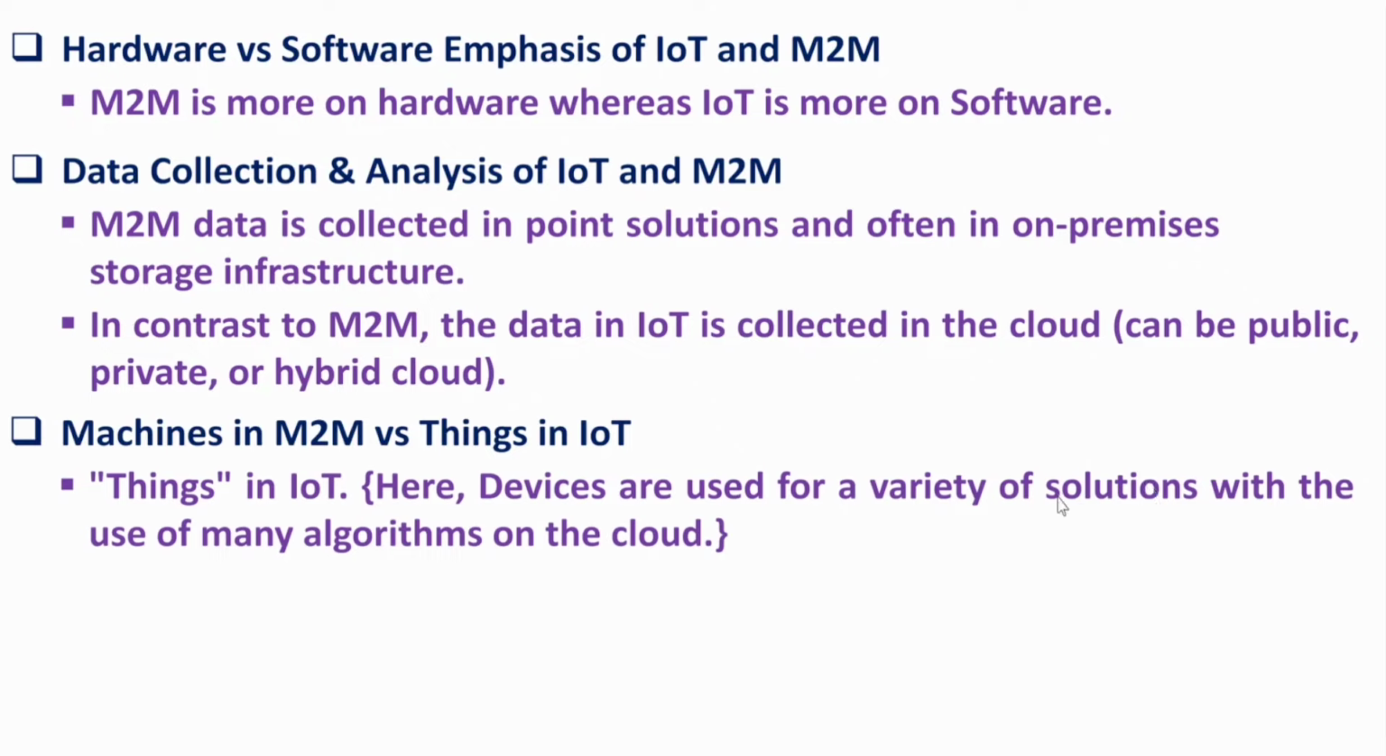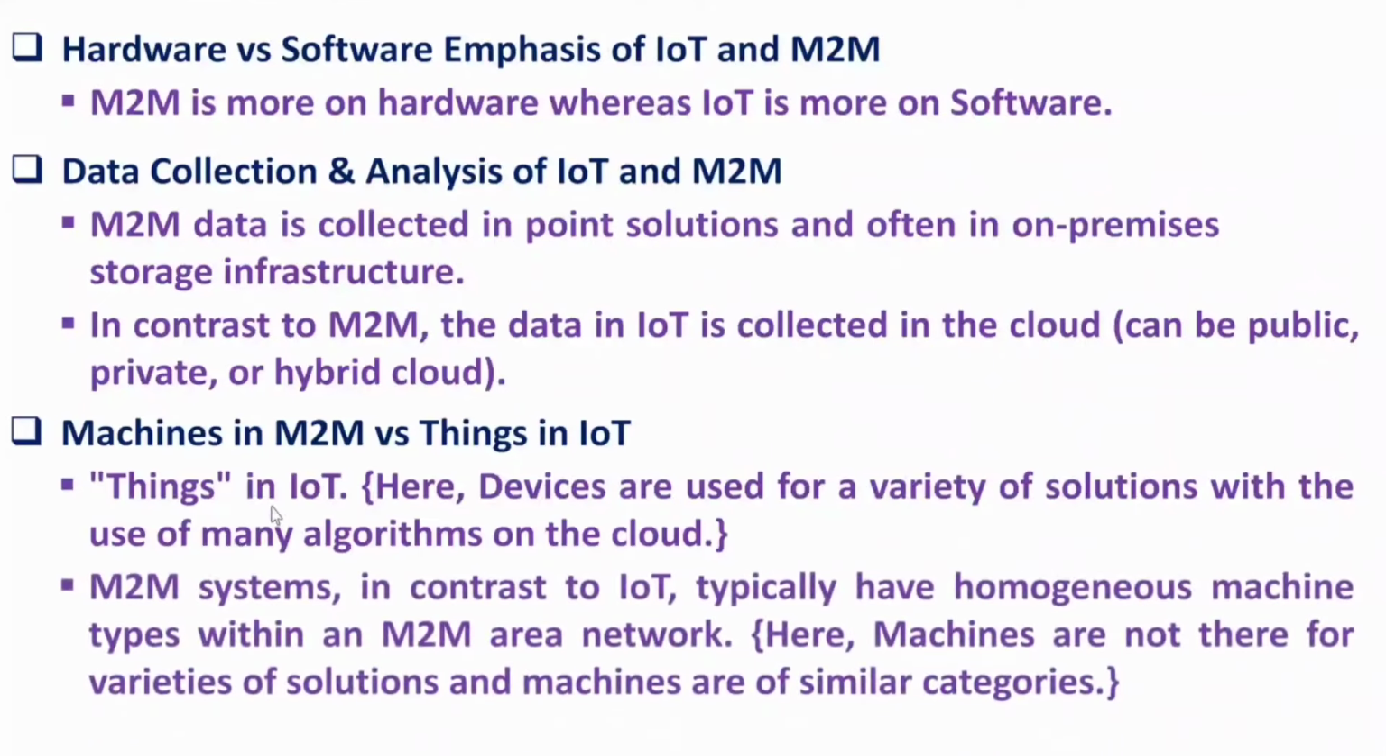And on the internet, you'll be observing so many algorithms are possible. With the use of artificial intelligence and machine learning, many algorithms can be deployed on cloud, by which varieties of solutions can be provided. So that is the basic meaning which is there with things in IoT.